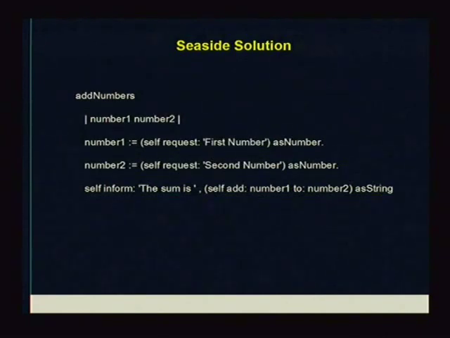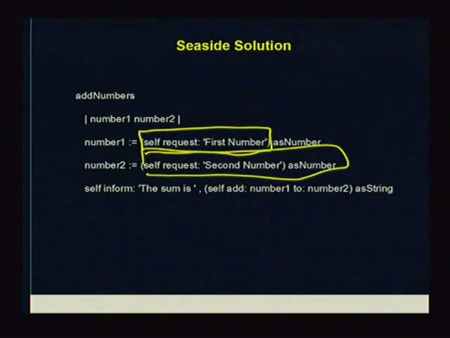So when this method is executed, this self request generates a web page. It sends it back to the client, and this method is then suspended until the user enters the number and clicks OK. Then the request comes back, and this method resumes. The self request extracts the value the user entered, returns it in number 1, and then we execute the self request second number, which sends back a page to the user, and this method is suspended again until the user clicks the OK button or the session times out.